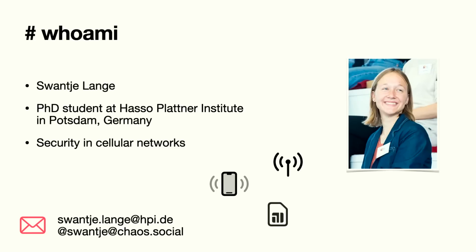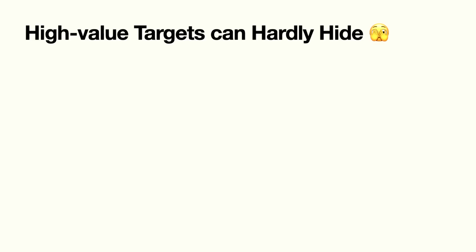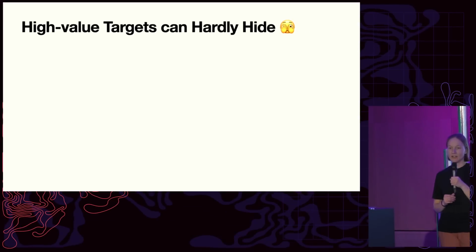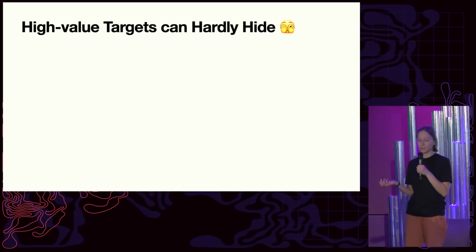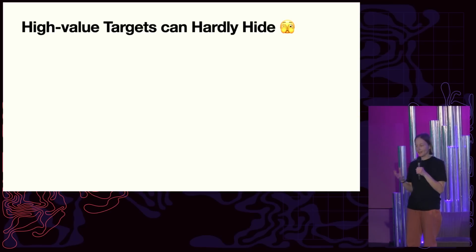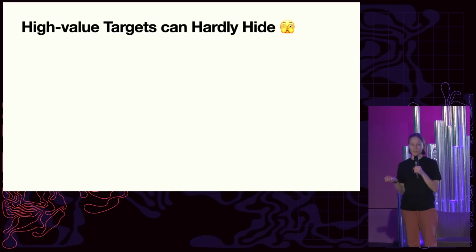But let's start with 5G roaming. We are already at the 5th generation of cellular networks, but high-value targets of state-sponsored attackers can hardly hide. High-value targets, who's that? That are usually people who are journalists, human rights activists, or politicians. And if they are kind of in the spotlight of their state, they really have issues here.